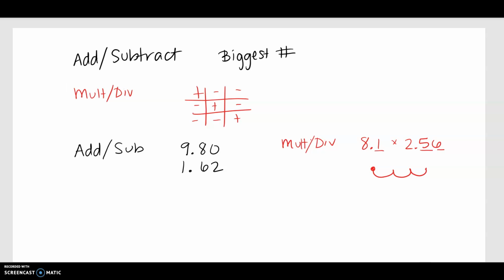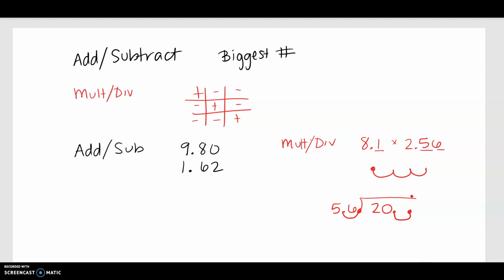And then when you're dividing, if I have 5.6 and I have, let's say, 20, okay? I have to make this number on the outside a whole number. So I moved it one place, and now I need to do the same thing on the inside. So move it one place and move it to the top.